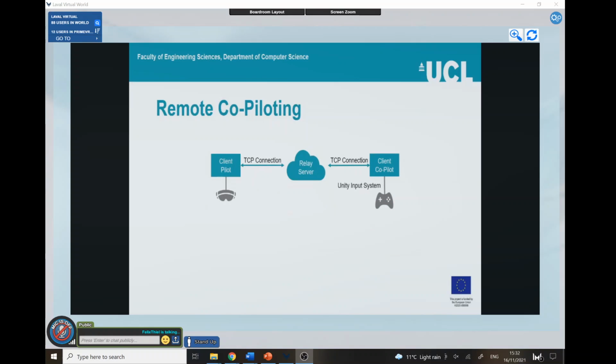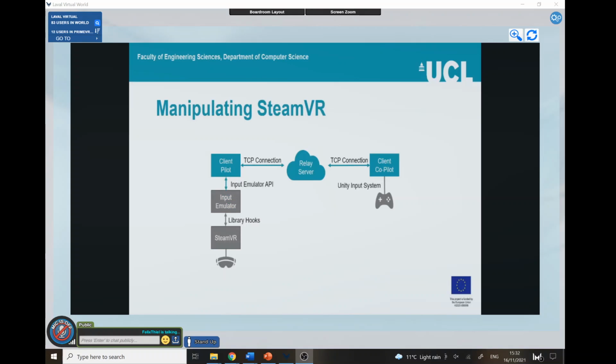One feature that both our applications had in common is that they work with any SteamVR game. Any. The way we achieve this is by interfacing with a library called Input Emulator. You can find it on GitHub as well, and it uses library hooks to manipulate matrices inside of the SteamVR framework. Through it, we can do this manipulation to the pilot's input without ever touching the game.